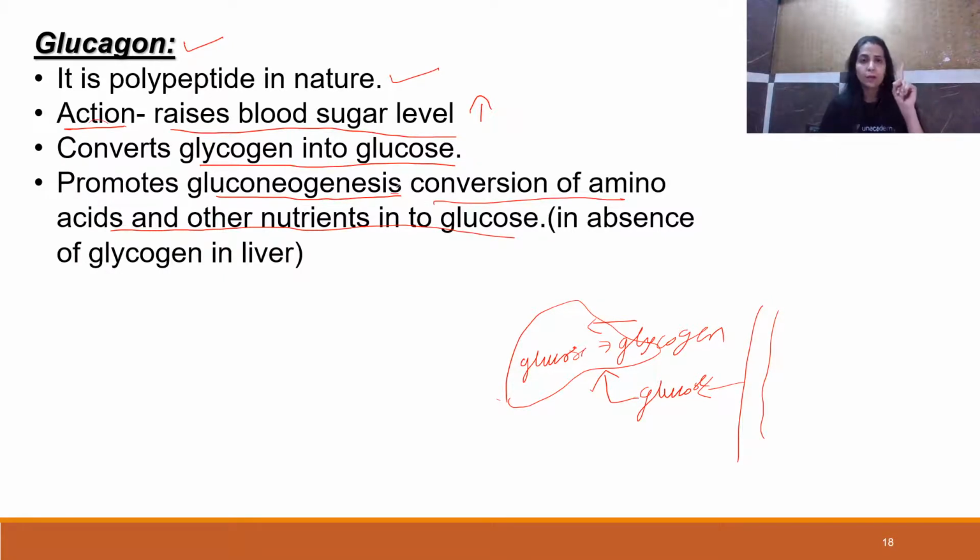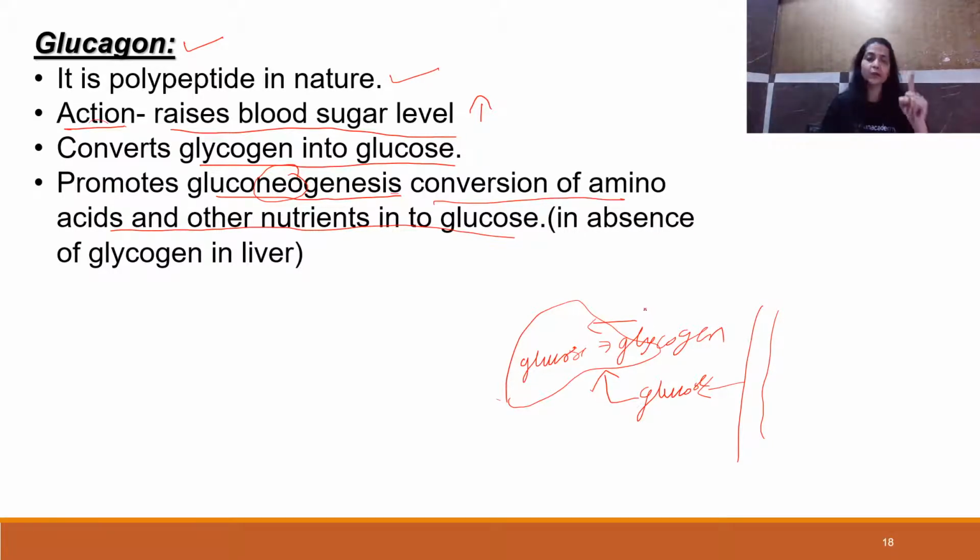See, gluco meaning glucose, neo meaning new, and genesis meaning formation. So formation of glucose from new sources other than glycogen. That is known as gluconeogenesis. Is that okay? So the whole sole function of glucagon is to increase the blood sugar level.